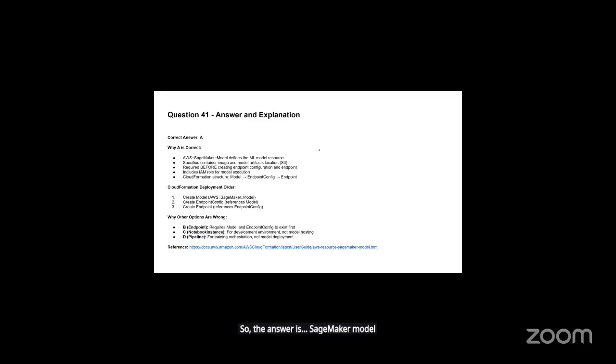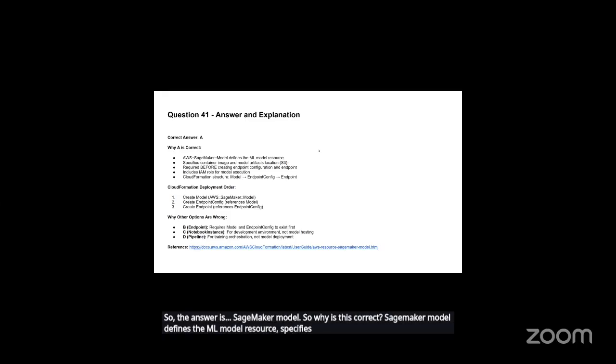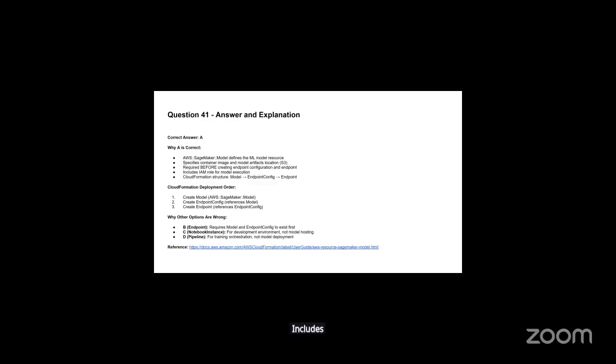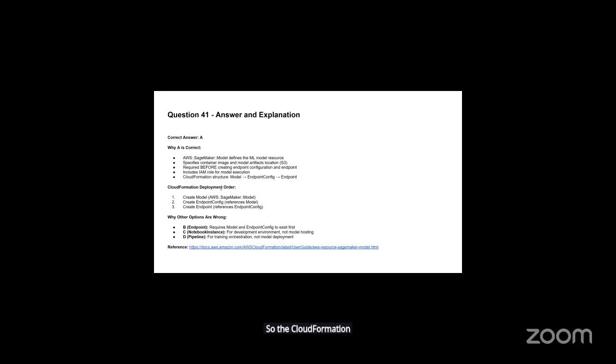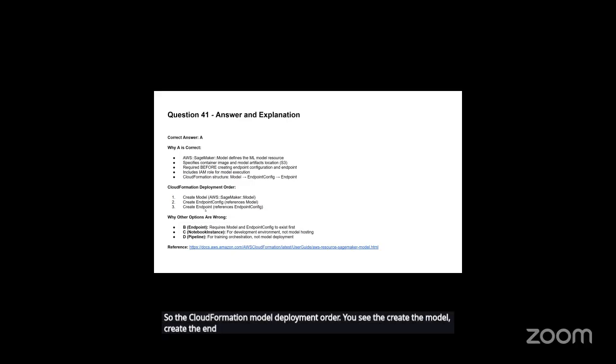So why is this correct? SageMaker Model defines the ML model resource, specifies the container image and model artifacts location in S3. It's required before creating an endpoint configuration and endpoint. It includes the IAM role for model execution. The CloudFormation structure goes from the model to the endpoint config to the endpoint. So the CloudFormation model deployment order: create the model, create the endpoint config, create the endpoint.